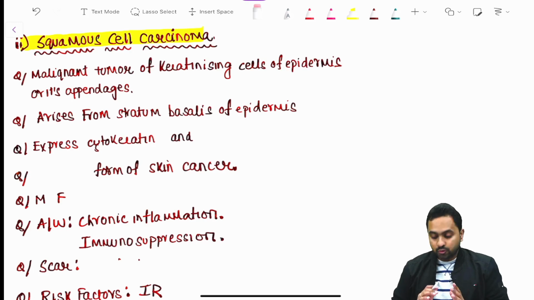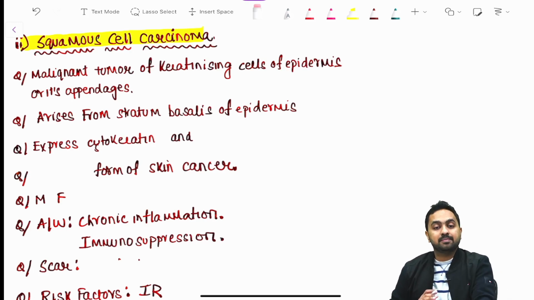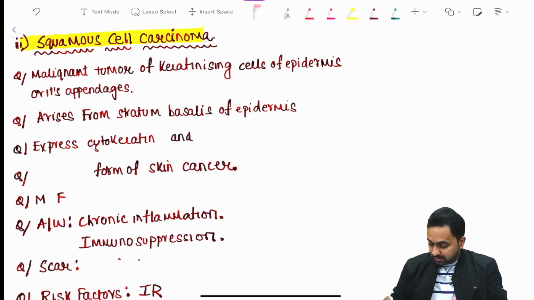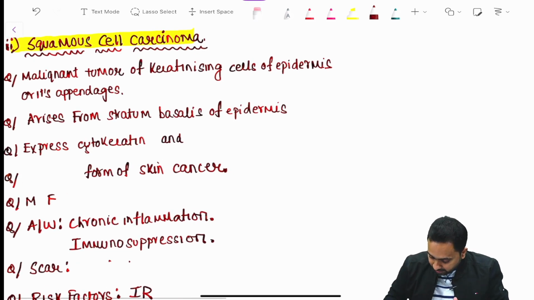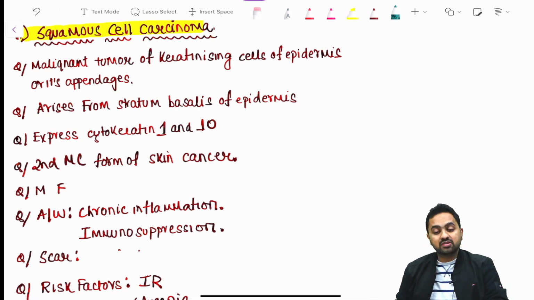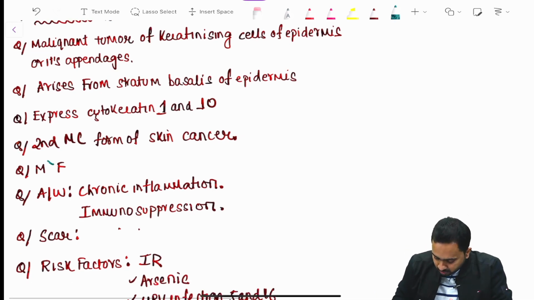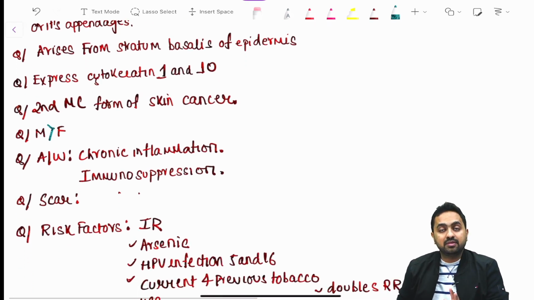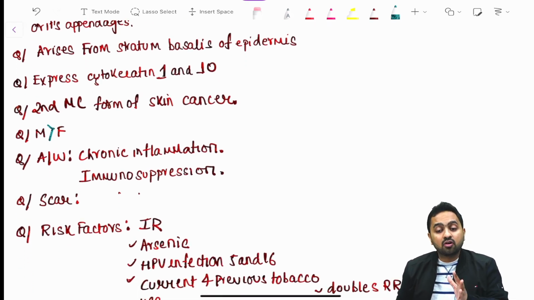The next skin tumor is your squamous cell carcinoma. It is a malignant tumor of keratinizing cell of epidermis or its appendages. It arises from the stratum basalis of epidermis. It expresses cytokeratin 1 and 10. It is your second most common form of skin cancer. It is much more common in males compared to females. It is associated with chronic inflammation and immunosuppression.